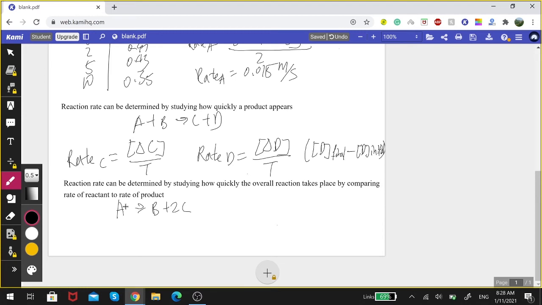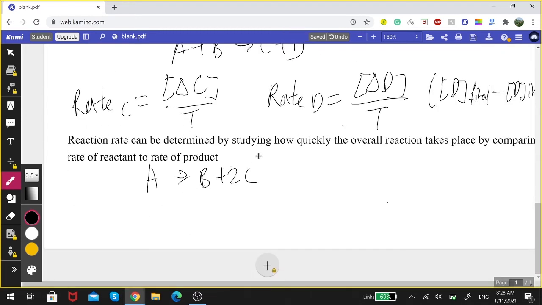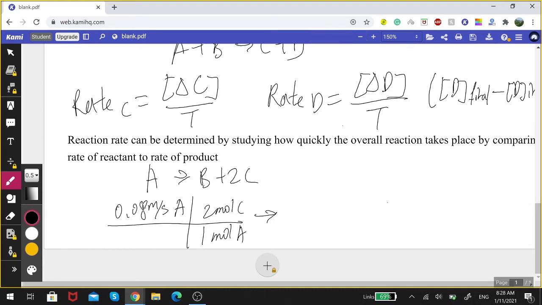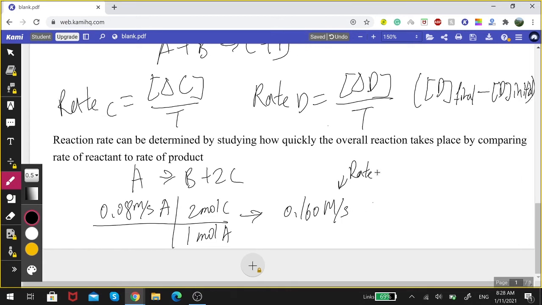And now we can use moles from the balanced equation. For example, calculate the rate of formation of C if the rate of disappearance of A is 0.08 molar per second. So 0.08 molar per second is for A. Now how do we calculate for C? Well, the simplest way is for every 1 mole of A, there are 2 moles of C. So this will be 0.08 times 2, which is 0.16 molar per second. And that is the rate of formation of C, just by doing stoichiometry.